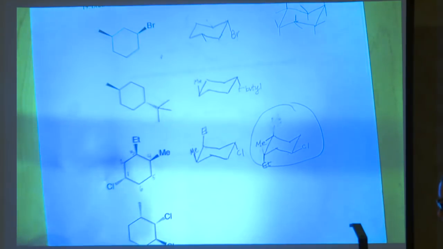So which one's more stable? Yeah, they'd be the same in this case, so ignore the circling.